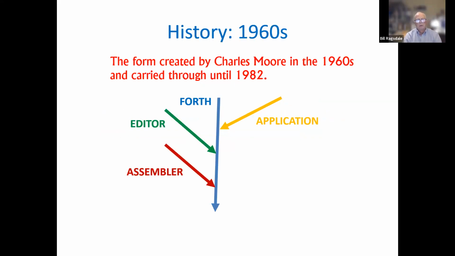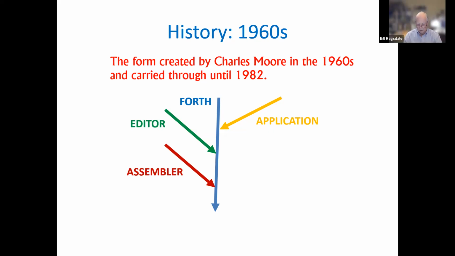Here's a trip down memory lane. If we look at Forth from the 1960s, when created by Chuck, into 1982, Forth was a tree structure. FORTH itself, the blue line in the middle, contains the core words for the entire system. Somewhere along the way, though, an assembler set of words is added, and then editor words are added, and then finally you can add application words.